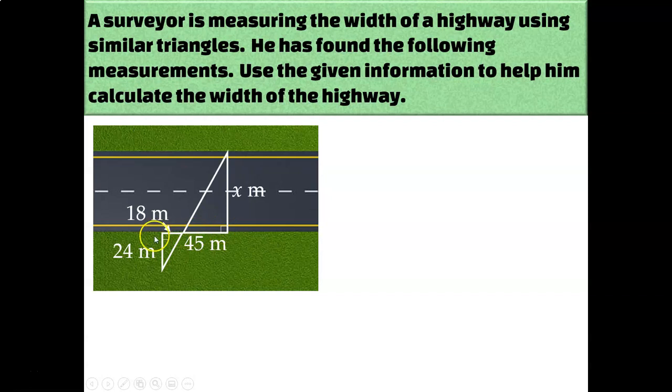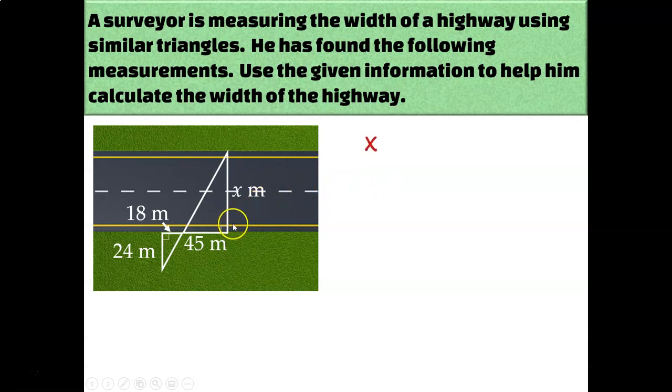They both have right angles. Right angles are congruent. And these angles are vertical angles. So by the angle-angle similarity theorem, we know that these two triangles are similar to each other. So we can set up a proportion to relate their corresponding side lengths.